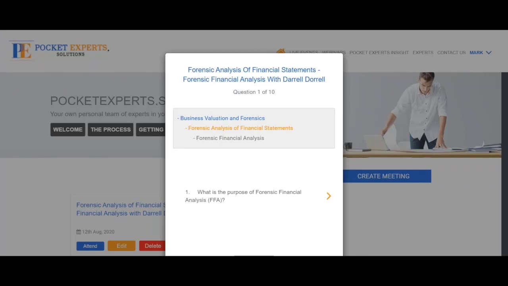Let's take a look now at the very first question. What is the purpose of forensic financial analysis? It's a great question, and we refer to that as FFA, Foxtrot Alpha, Forensic Financial Analysis.